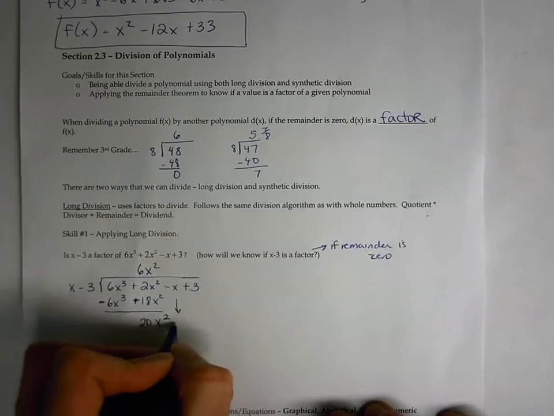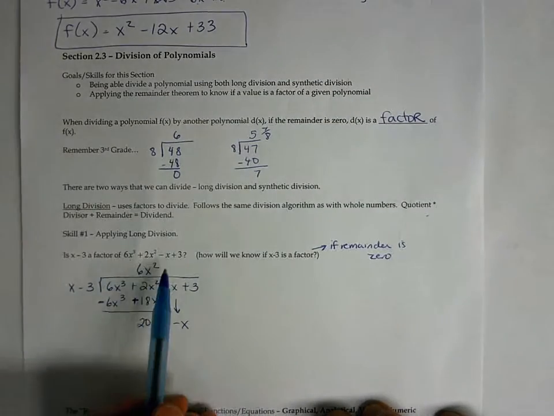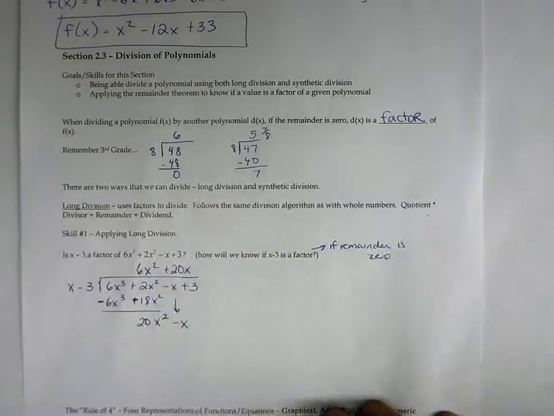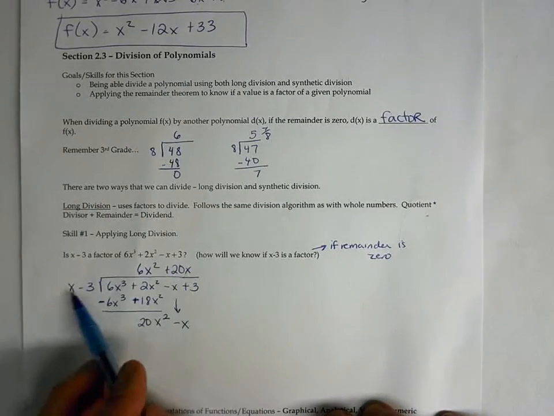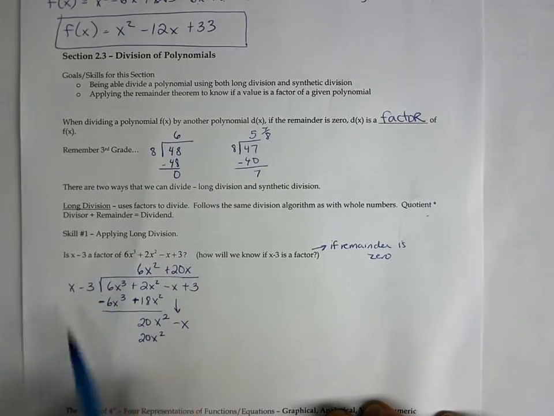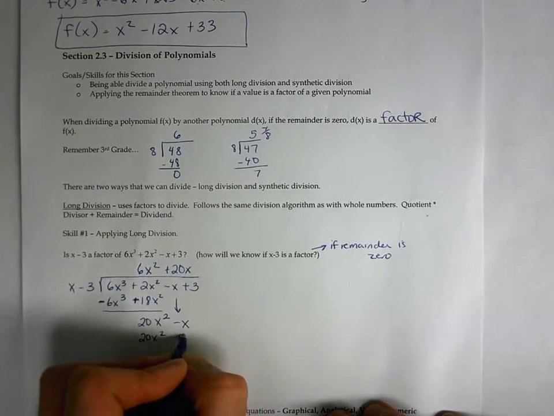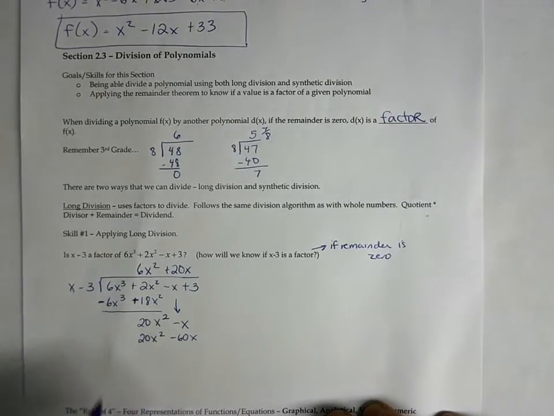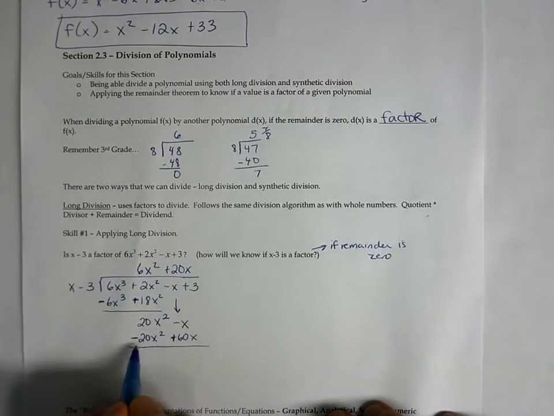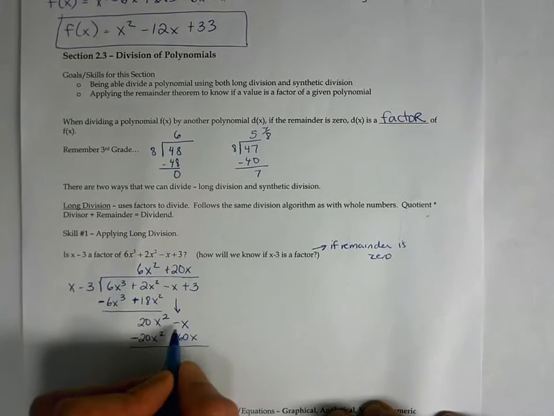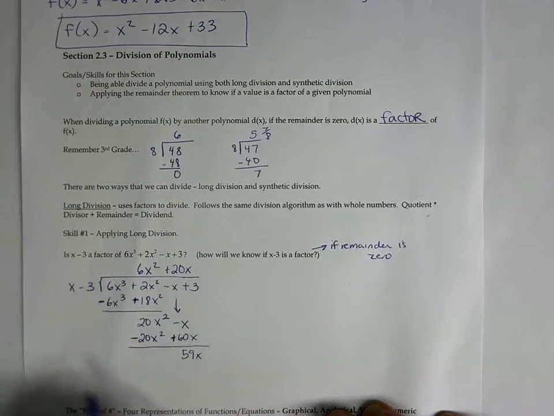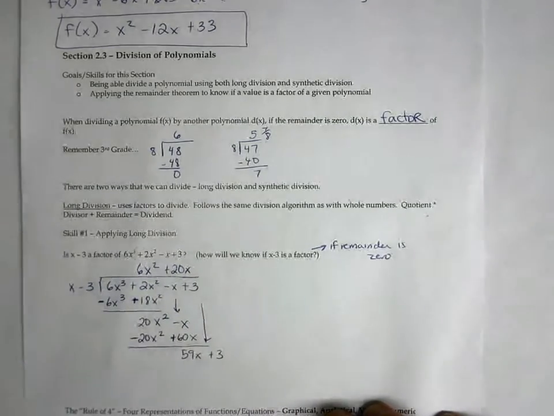Now we can bring down the next piece, which is a minus x, and I ask myself, what times x gives me 20x squared? And the answer there is going to be 20x. So 20x times x gives me a 20x squared. 20x times negative 3 gives me a negative 60x. We subtract by switching both of the signs. 20x squared minus 20x squared is that 0x squared, which is good. Minus x plus 60x is going to be 59x. And then we'll bring down our plus 3.